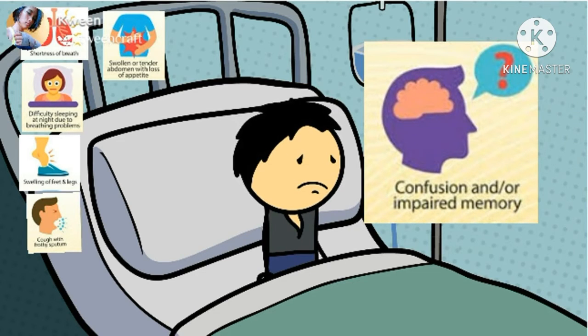Confusion or impaired memory can also be seen in patients with congestive heart failure because the heart cannot supply enough blood to the rest of the body, including the brain. So there will be psychological issues like anxiety and memory loss or confusion.